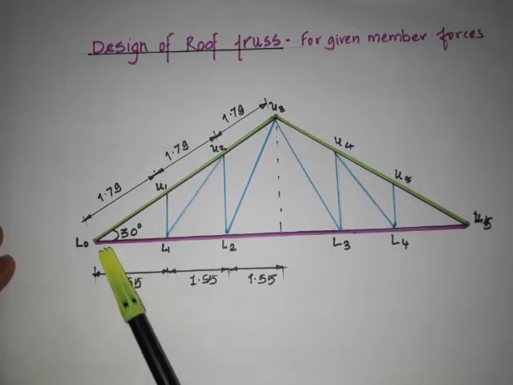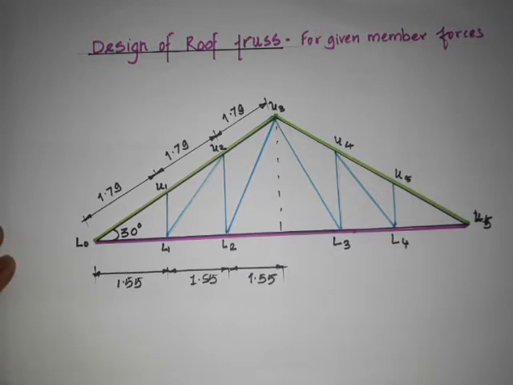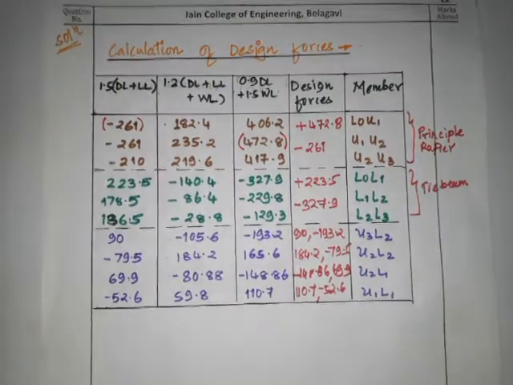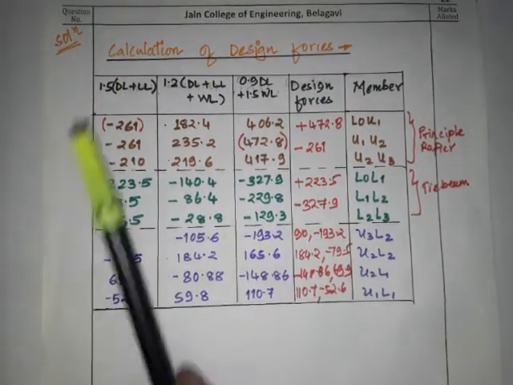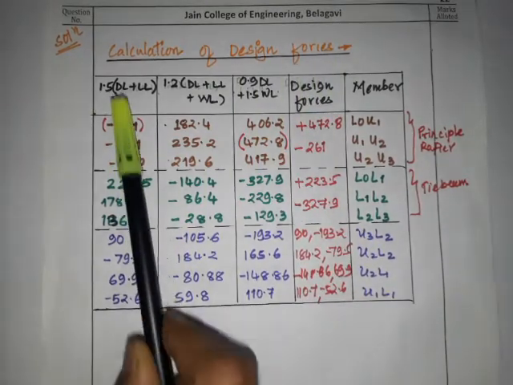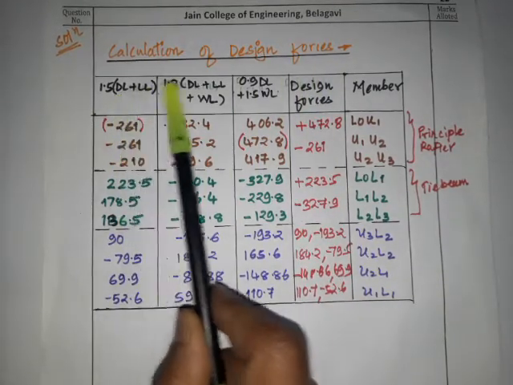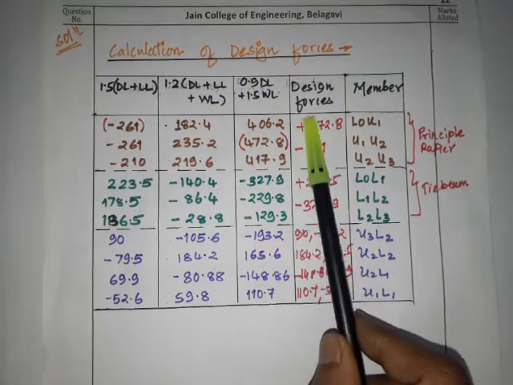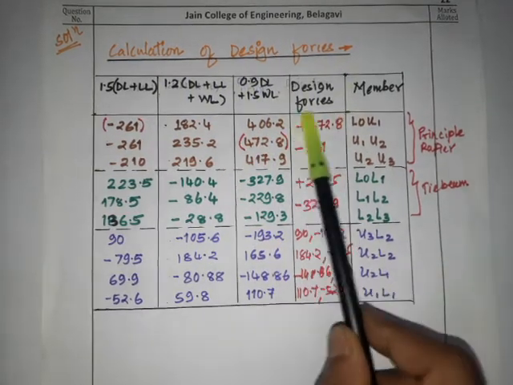So we look at the maximum forces that you have calculated, that is what you call the design force. Here we have the table for the design forces. As I told you, we have to convert the given forces into the load combinations, and from those load combinations we have to find out the maximum force, which is nothing but the design force.